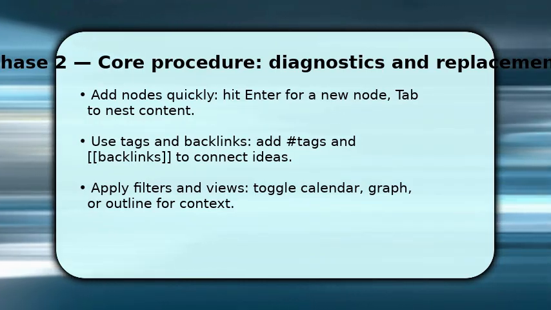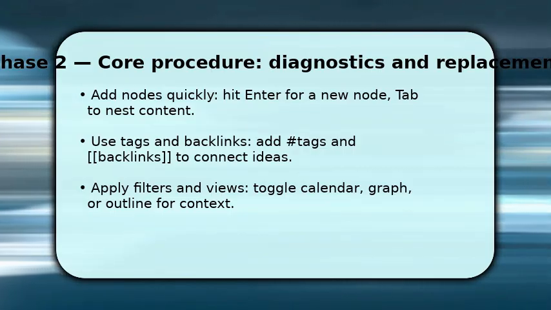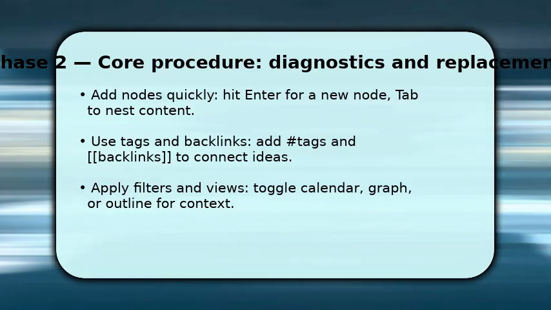Make sure to apply filters and switch views. Use calendar for time-based tasks, graph for relationships, and outline for linear export. This middle phase shapes raw notes into a searchable knowledge system.